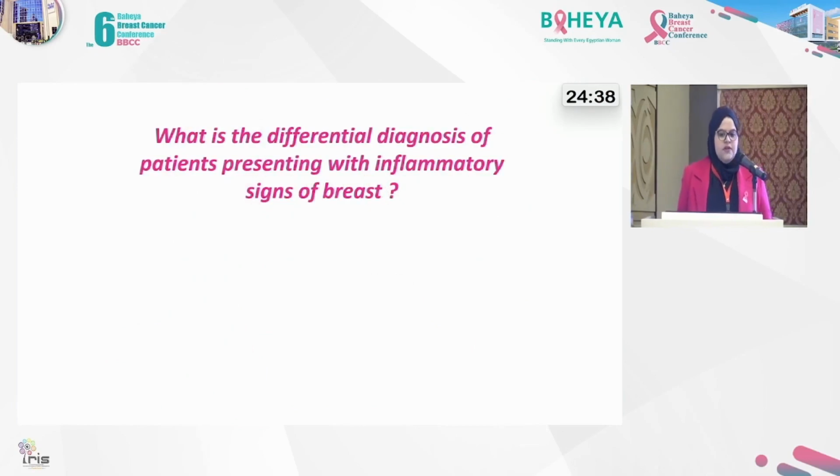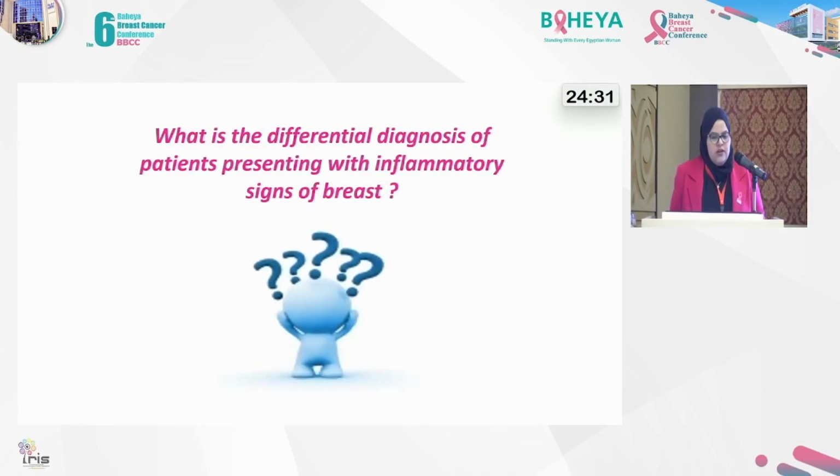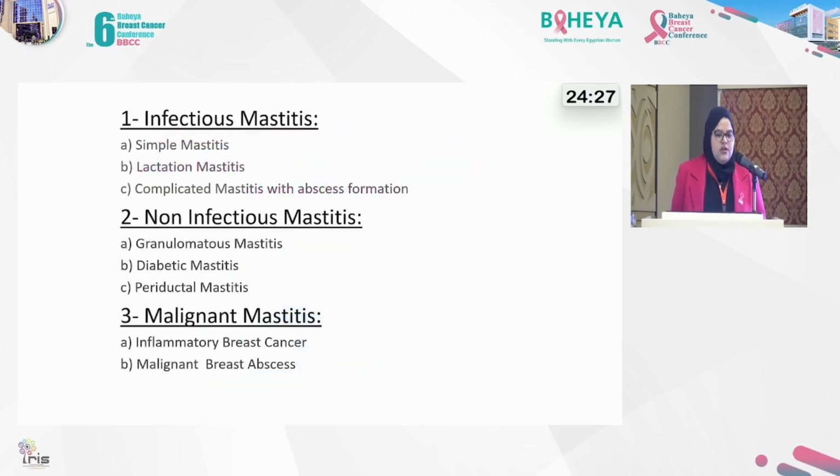Let's start our presentation with the first question that should be taken in mind when a patient presents with inflammatory signs of the breast. What is the differential diagnosis? It may be infectious mastitis, non-infectious mastitis, or malignant mastitis. Infectious mastitis may be simple mastitis, lactation mastitis, or complicated mastitis with abscess formation. Non-infectious mastitis may be granulomatous mastitis, diabetic mastitis, and periductal mastitis. Malignant mastitis may be inflammatory breast cancer or malignant breast abscess.